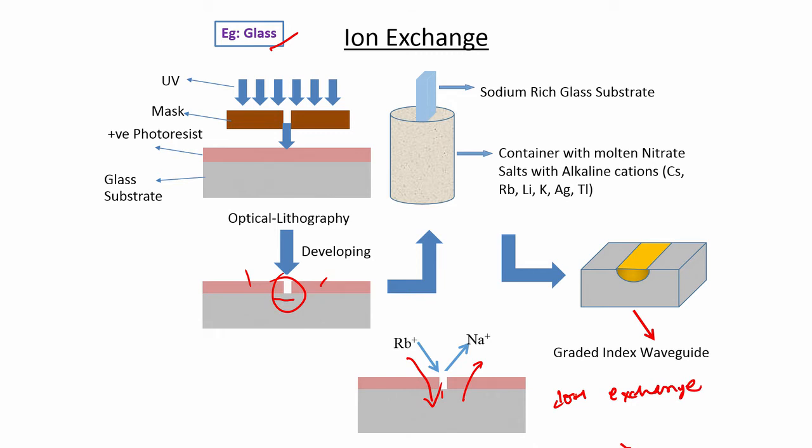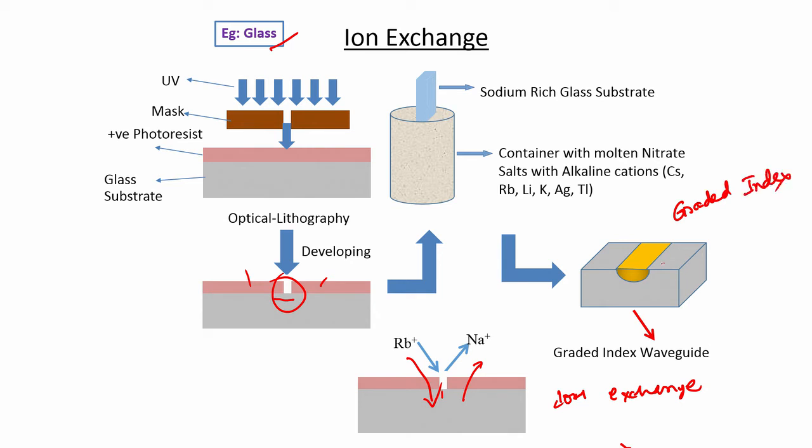That is why it is called an ion exchange process. Silver ions or rubidium ions are exchanged for sodium ions. So, finally, and of course in the end, we need to etch out this protective layer, resulting in the device configuration that is required. You may note that this results in a gradual diffusion of the materials into the substrate and may result in a graded index waveguide.